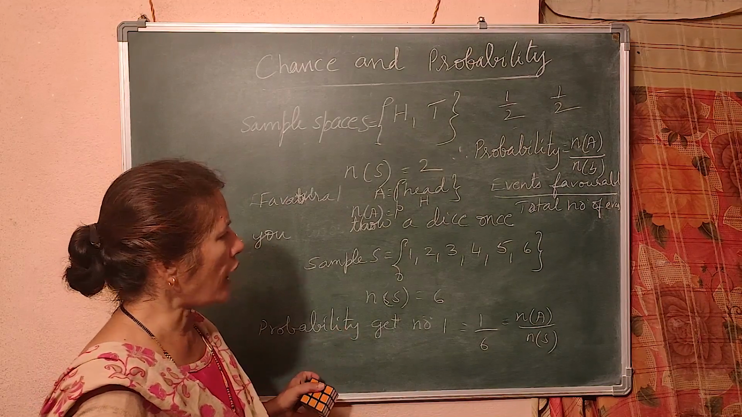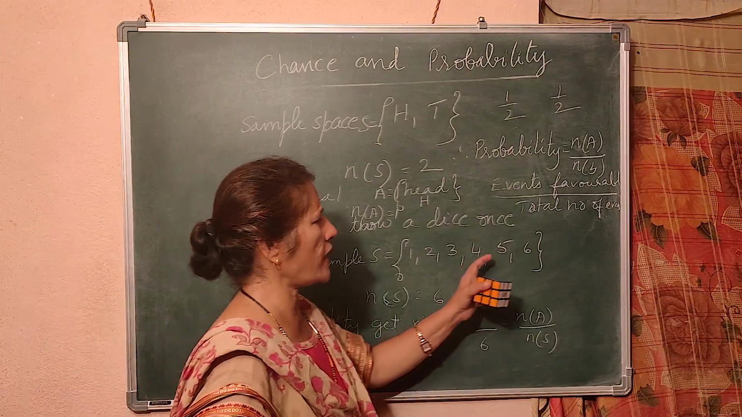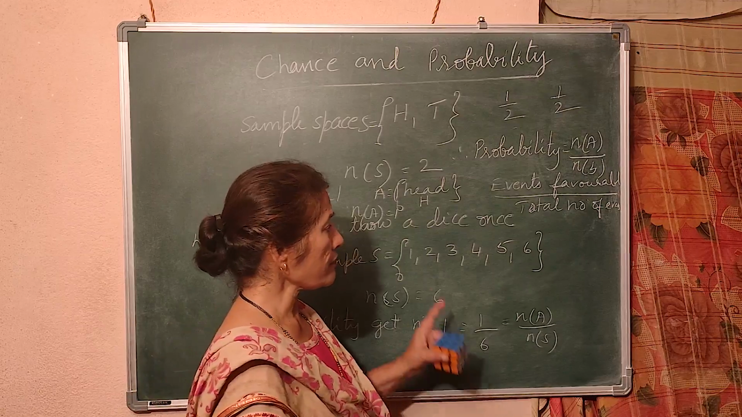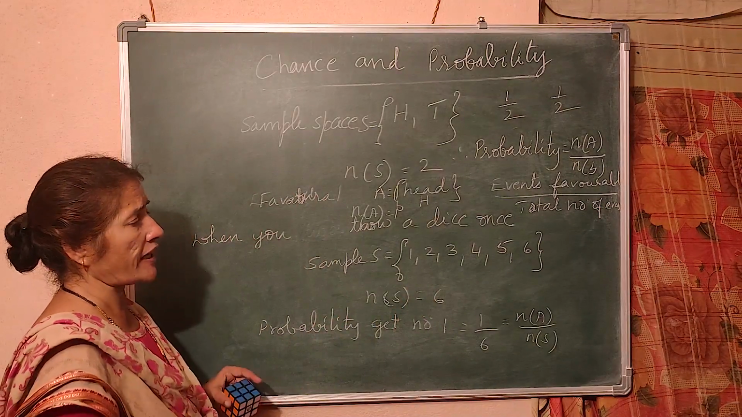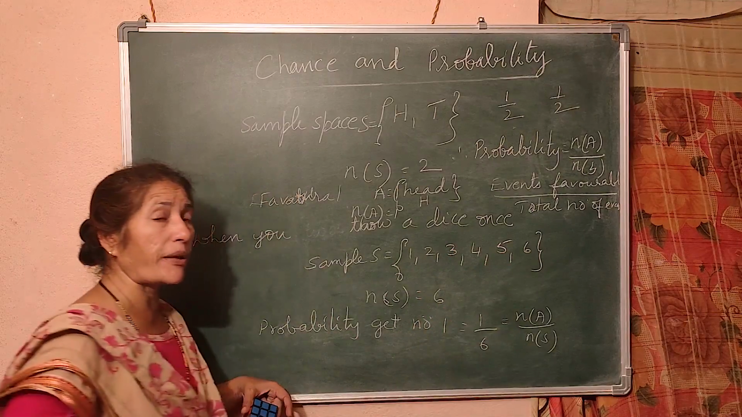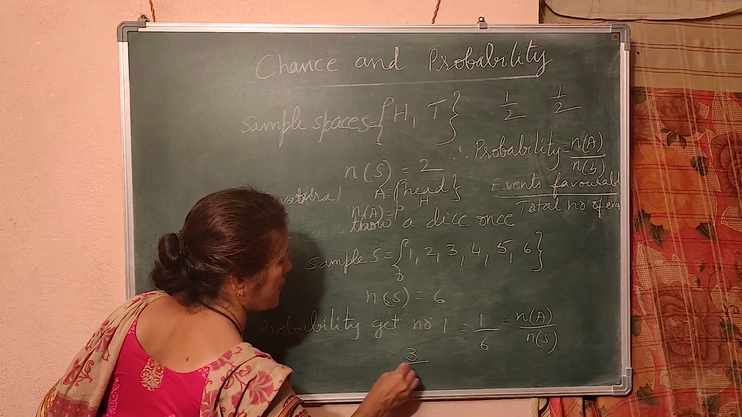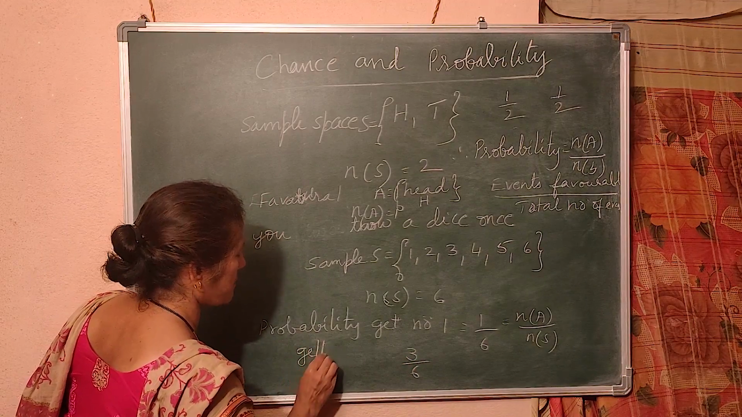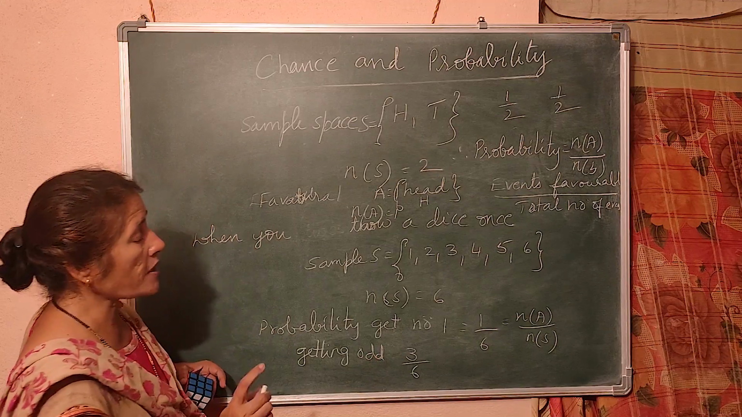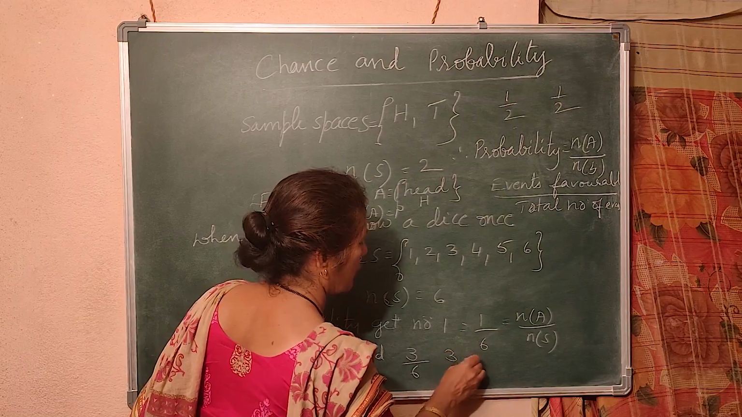What is the chance of getting number 3? 1 out of 6. What is the probability of getting number 5? 1 out of 6. You understand? What is the probability of getting odd numbers? 1, 3, 5. Totally how many? 3 chances. So what is the probability? 3 out of 6. What is the probability of getting even numbers? 2, 4, 6. Again 3 out of 6.